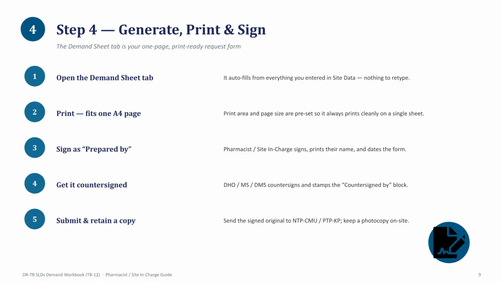Open your Demand Sheet tab, print the single A4 page, sign as the preparer, obtain the necessary countersignature from your DHO or MS, and submit the original while keeping a photocopy on site.